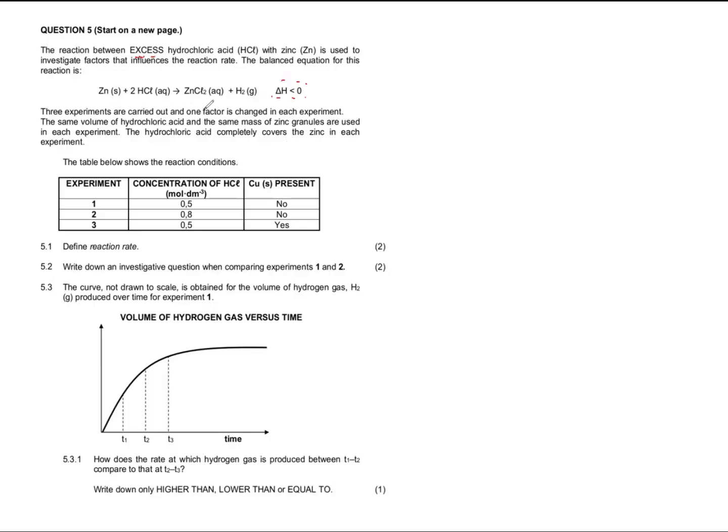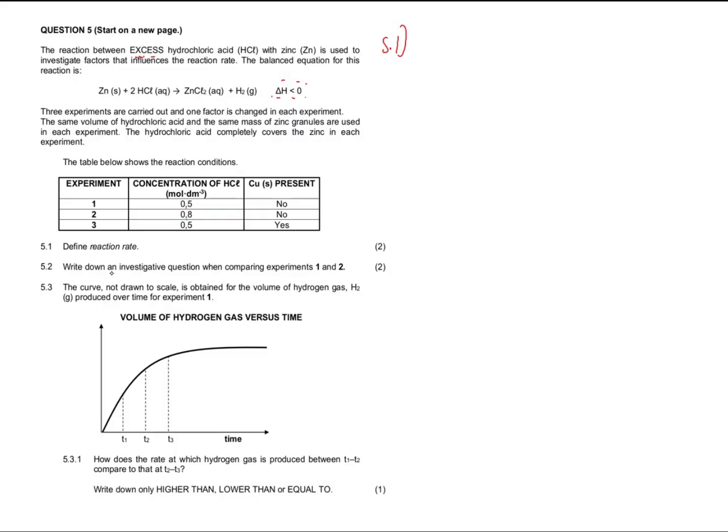3 experiments are carried out and 1 factor is changed in each experiment. The same volume of hydrochloric acid and the same mass of zinc granules are used in each experiment. The hydrochloric acid completely covers the zinc in each experiment. Define reaction rate. So here, concentration of hydrochloric acid is 0.5, here it's 0.8. And then in experiment 3, they bring it back to 0.5. But then the Cu here, I guess this one is the catalyst that they chose to use. So no catalyst, and then here there was.